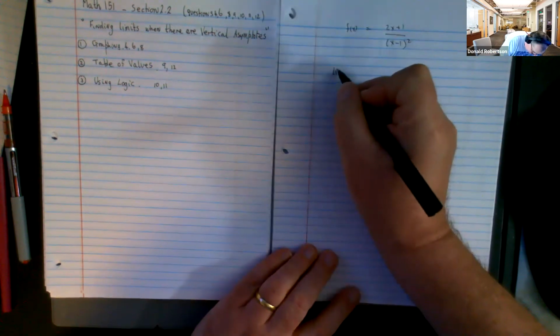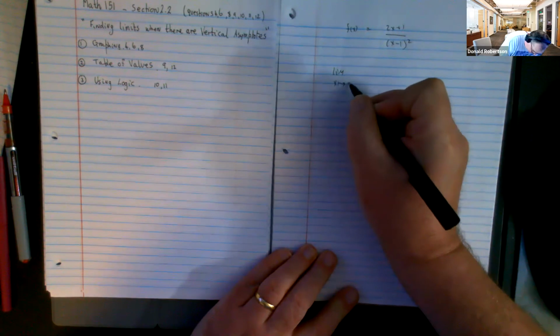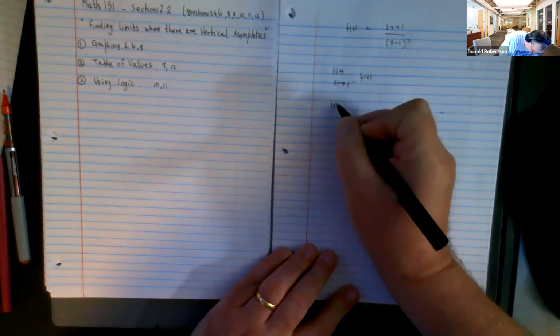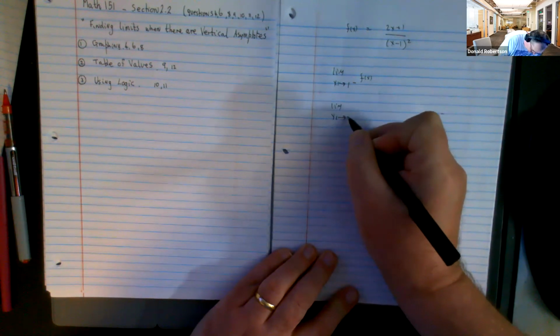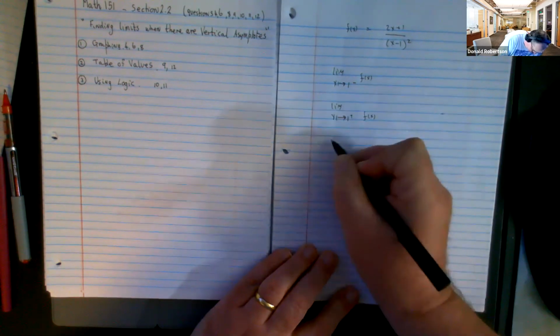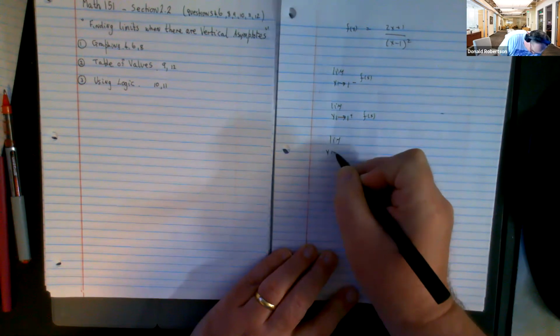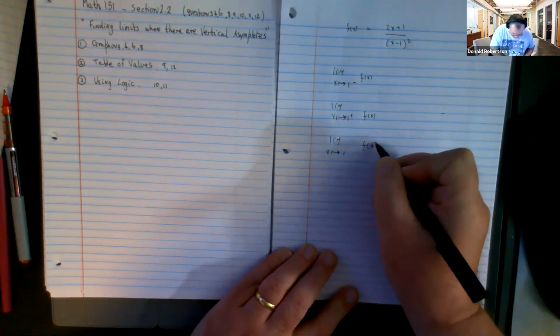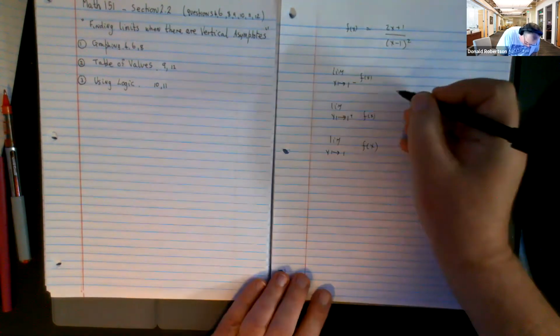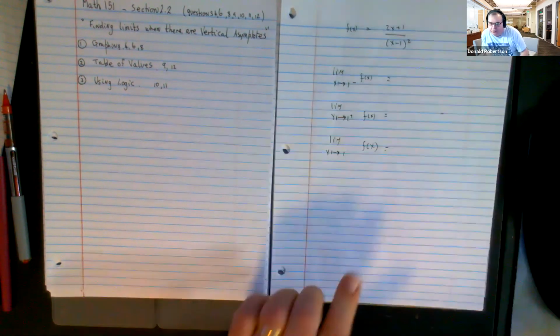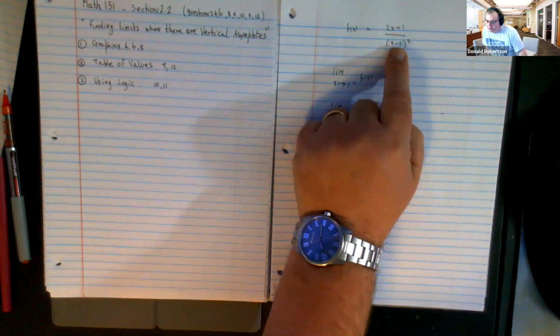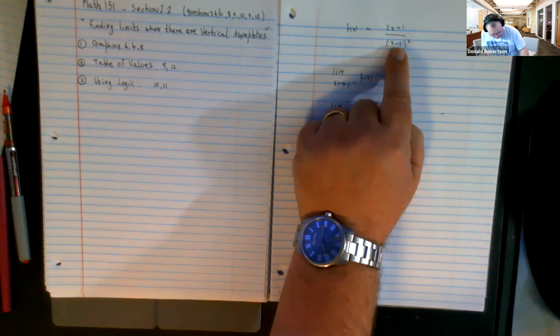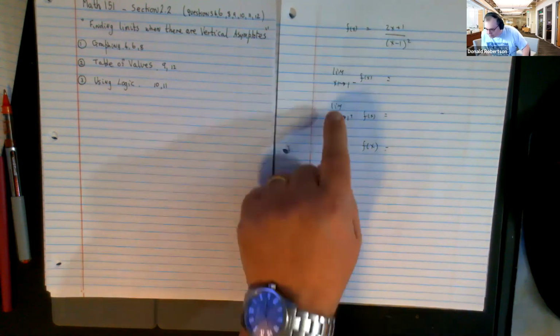Suppose I was being asked to find the left limit at 1, the right limit at 1, and the overall limit at 1. Is it pretty obvious in this function that x equals 1 is where the vertical asymptote is? And that's why they're asking these questions and not any other value.